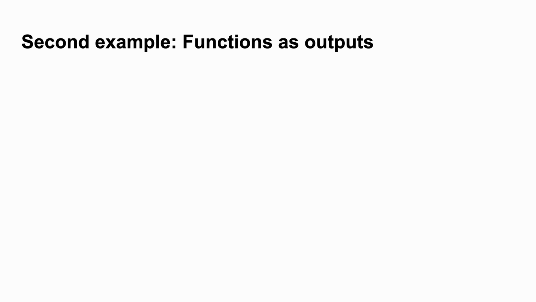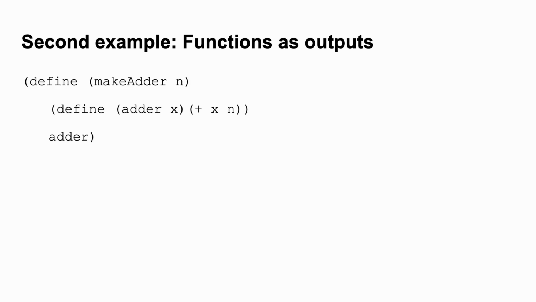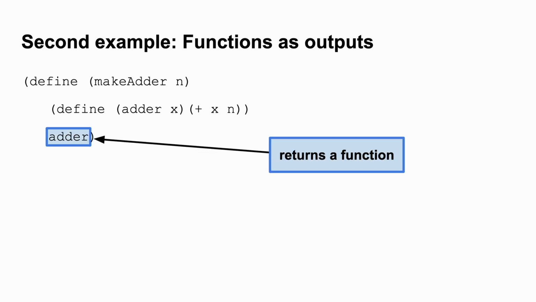But what if I want to be able to easily make functions that can add any number I want? I can define a higher order function makeAdder that takes a number n as input. Then as output, it returns a function that takes in a number and adds n to that number. Using this higher order function, I can easily use it to define a function that adds 5 to any number.